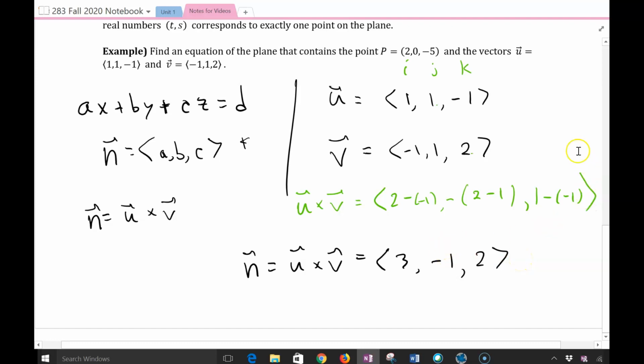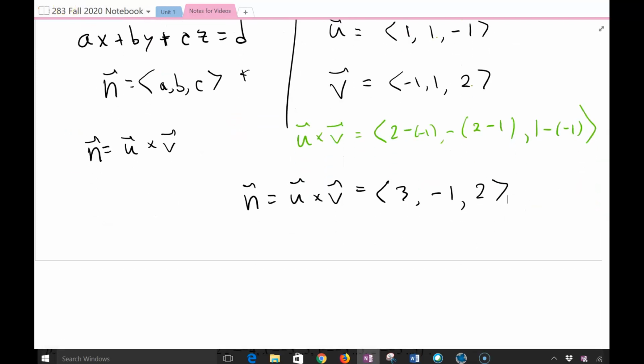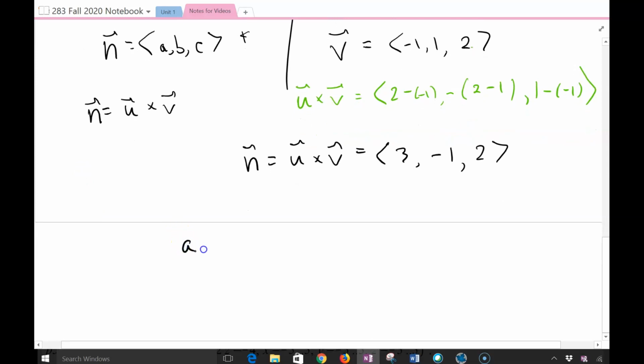Now we're going to take those components and plug them into the equation for the plane, ax plus by plus cz equals d. So let's do that now. I'm just going to rewrite the equation out: ax plus by plus cz equals d. We now know that we're going to plug in 3 for a, negative 1 for b, and 2 for c in our equation. So we're going to have 3x plus negative 1y, which is minus y, plus 2z equals d.